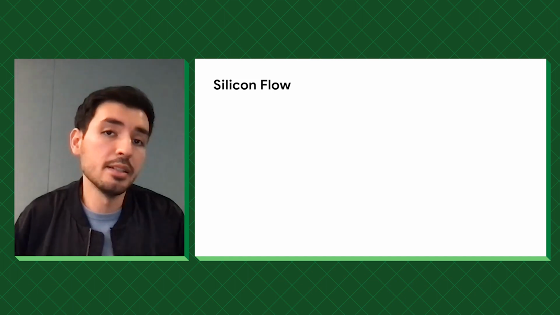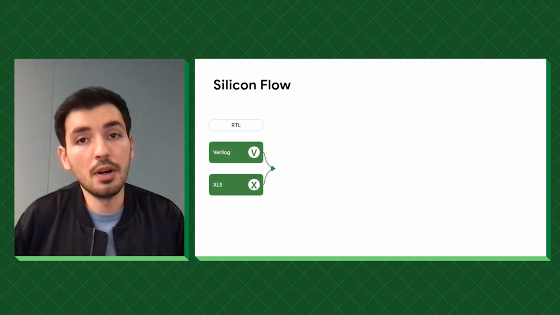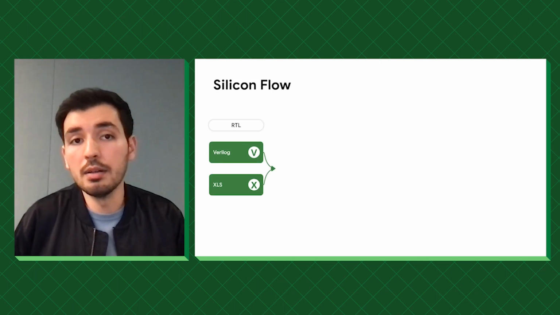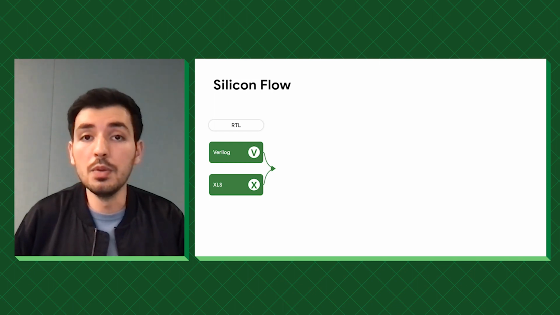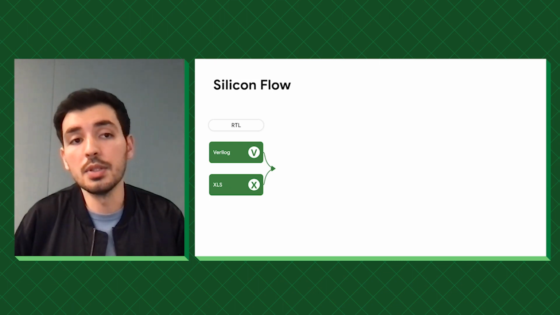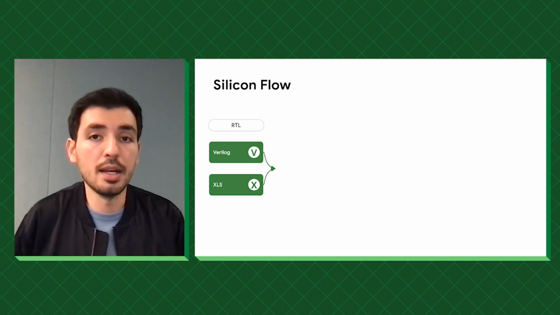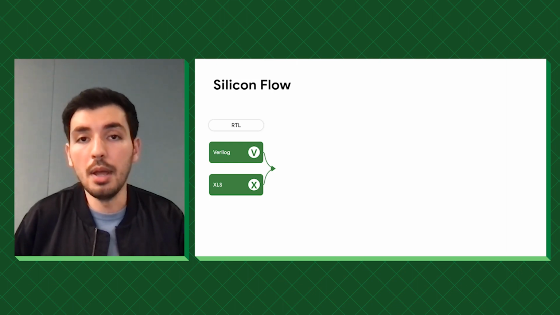So graphically, this is what the flow looks like today. You start with your RTL, which we support two of today. Verilog, which is a very industry-tested solution that's been used for many, many years. And XLS. XLS is Google's high-level synthesis tool, and this lets you actually write and build hardware in C++ or Rust-like syntax. This might be more familiar to software engineers who haven't worked with hardware as much in the industry.